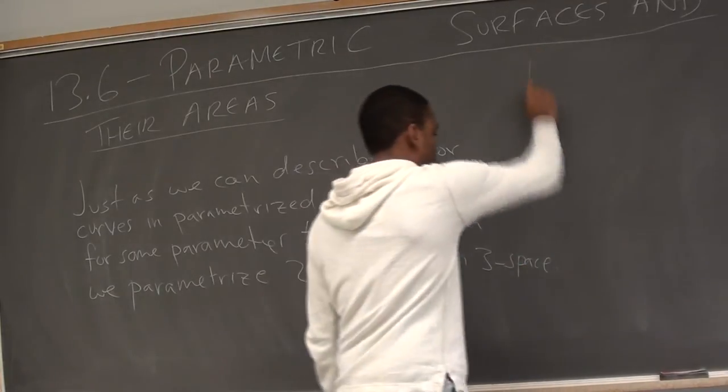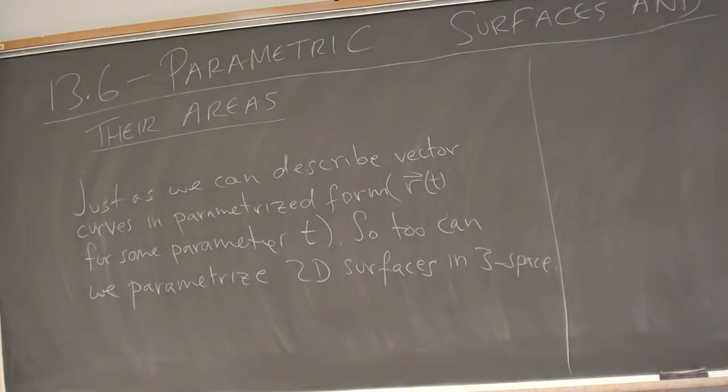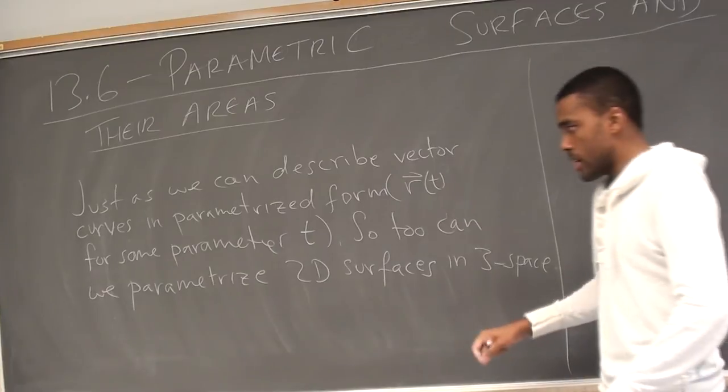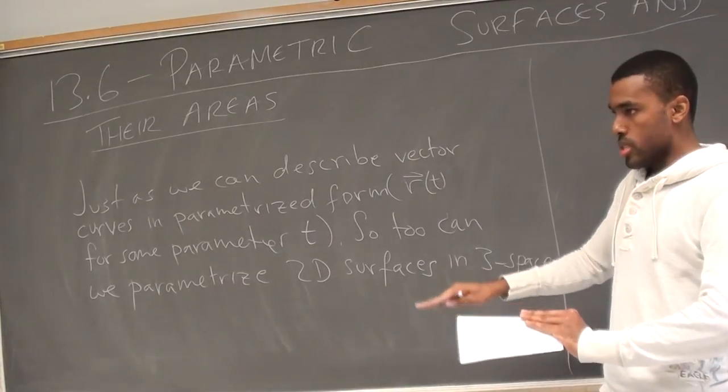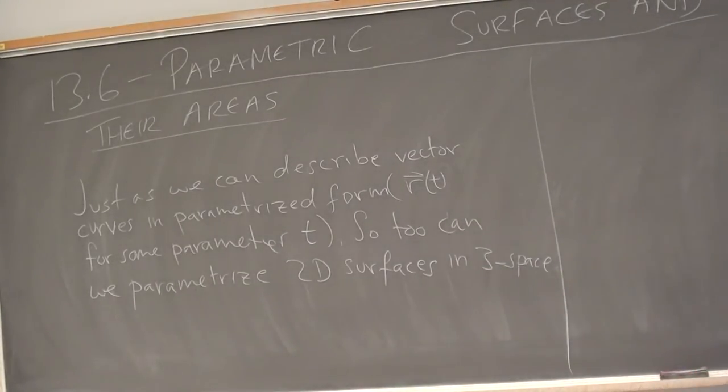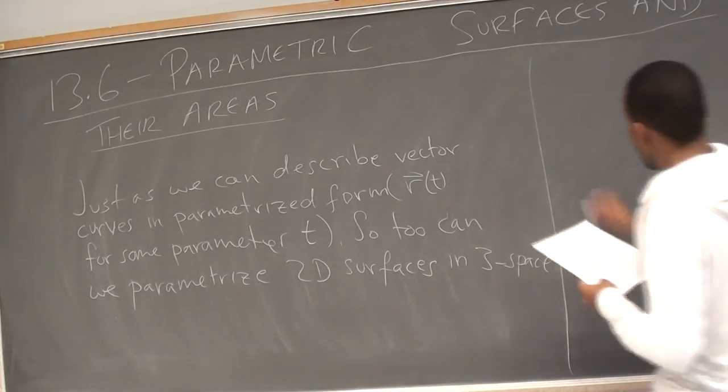So the same way we can parameterize vector curves, we can actually parameterize surfaces. Vector curves are just one-dimensional curves in 2 or 3 space. We're now going to learn how to parameterize two-dimensional surfaces in 3 space. So that's what we're going to learn, and we are going to start with a definition.